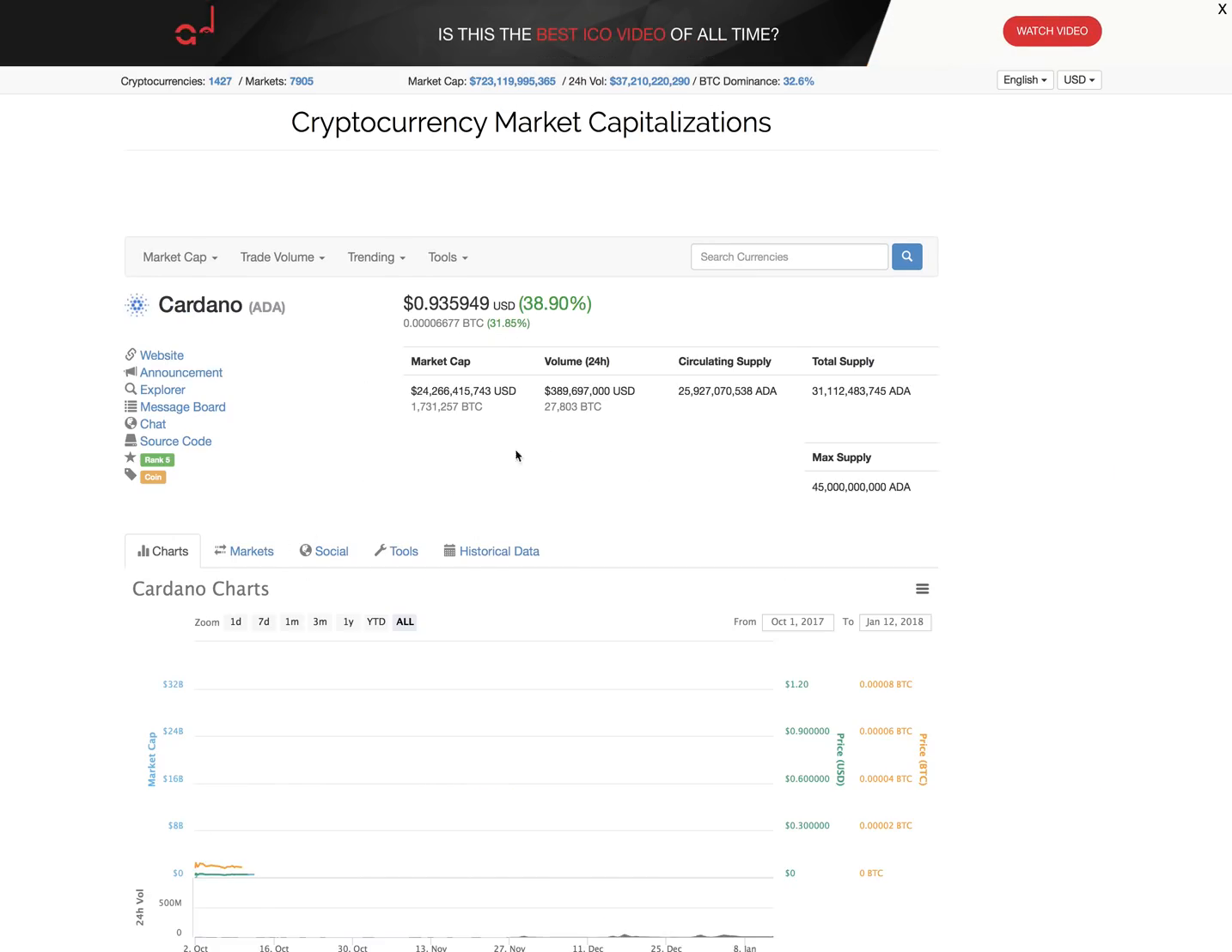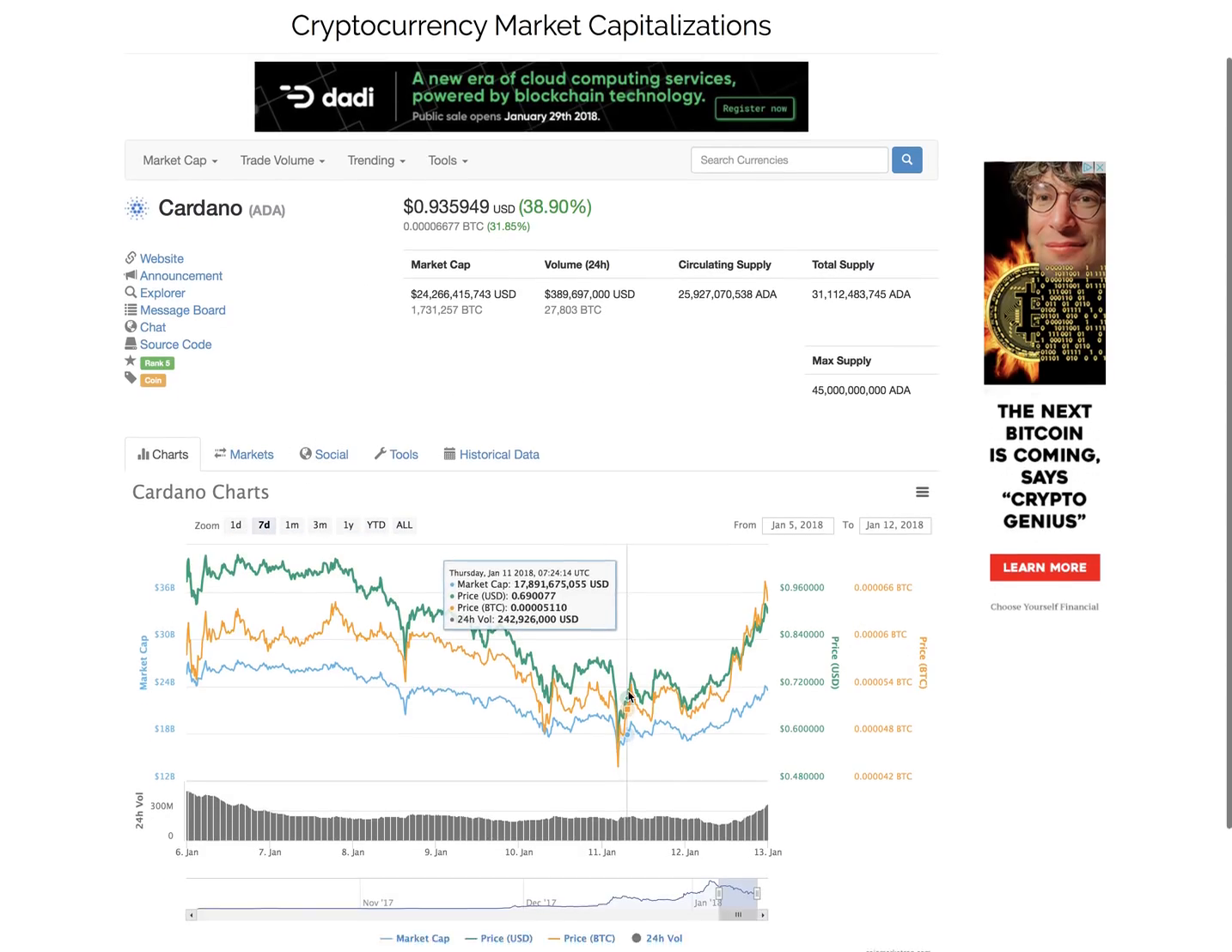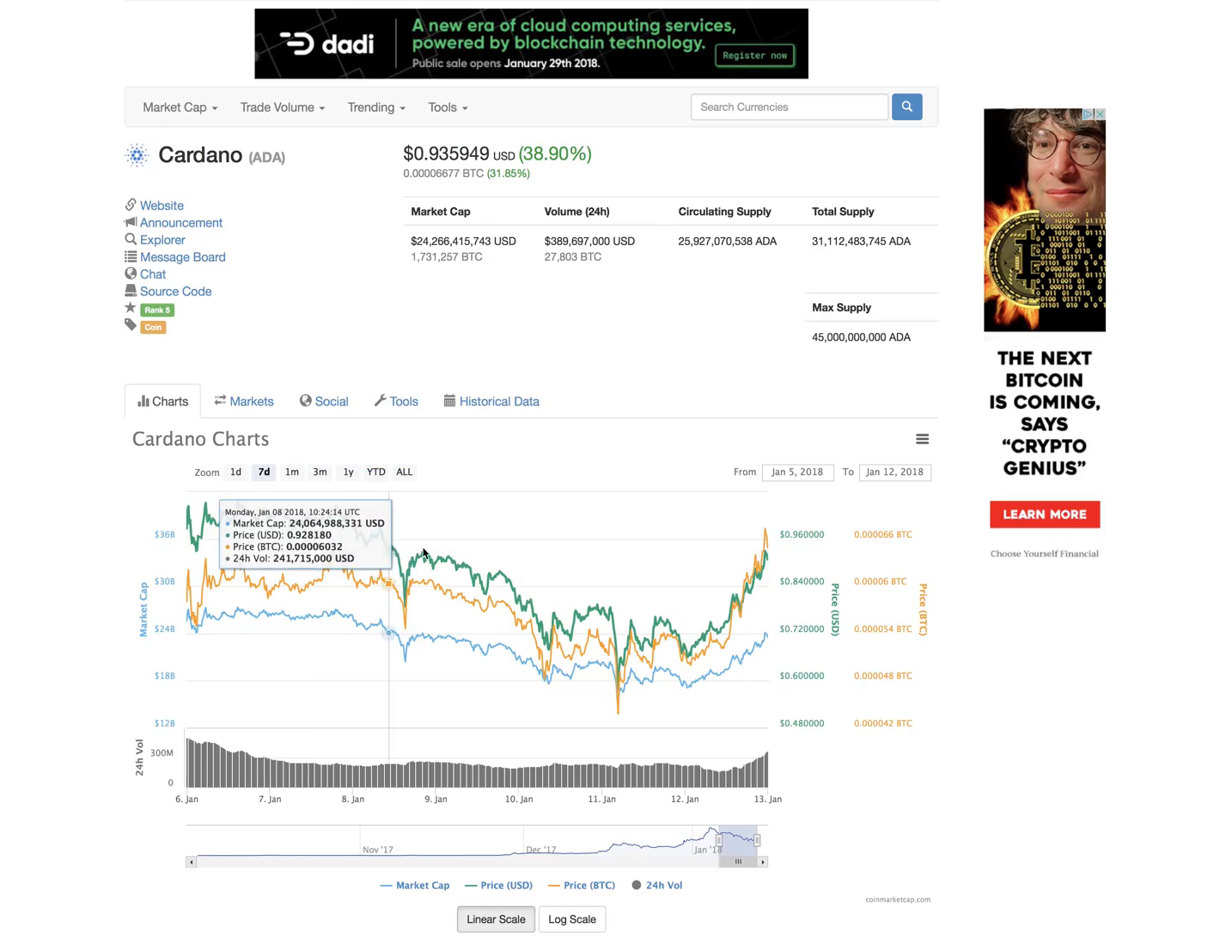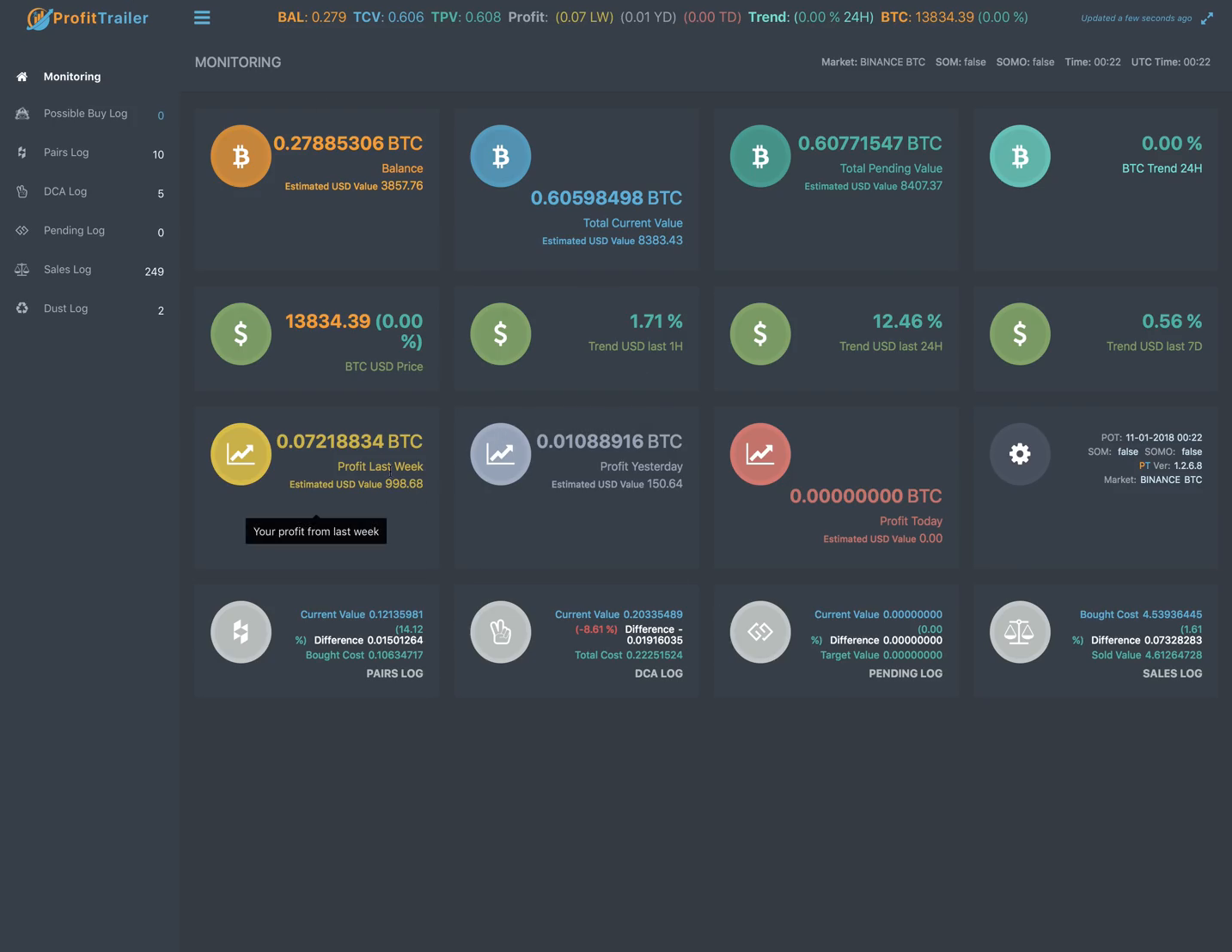So we can look at this. We'll just do a 7-day chart real quick. We were sitting at over a dollar, and this is about when my bot was trading in here. Not necessarily on Cardano, but this is just an example. It was all the way down to 60, 50 cents, somewhere in there. It's performed.